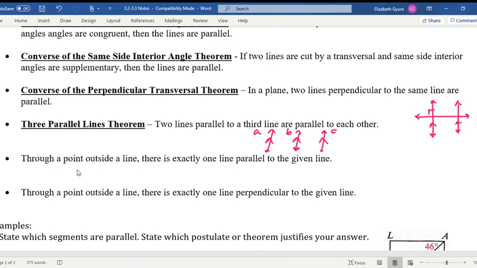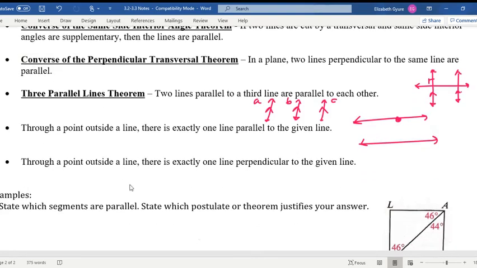Through a point outside a line, there is exactly one line parallel to the given line. So if you have a line and a point not on that line, it's saying there is exactly one line that would be parallel. And then the other one, through a point outside a line, there's exactly one line perpendicular, would just be the same thing, but there's only one that would be perpendicular to it.